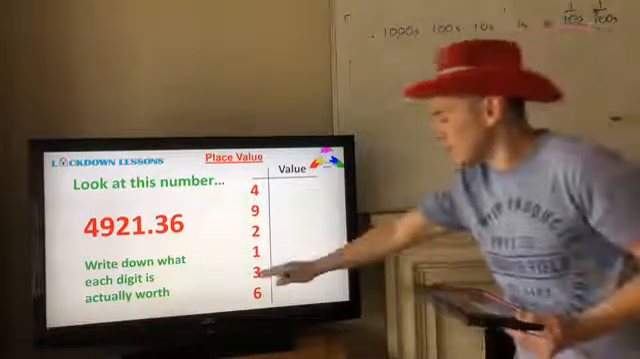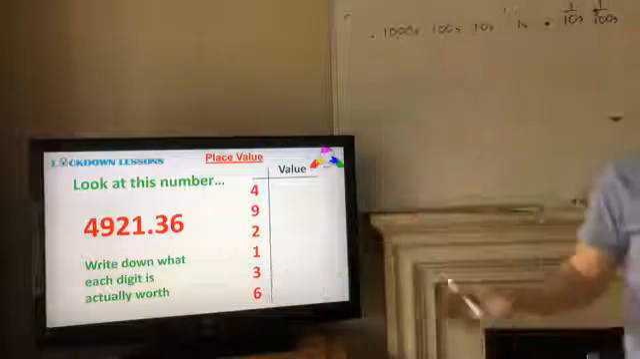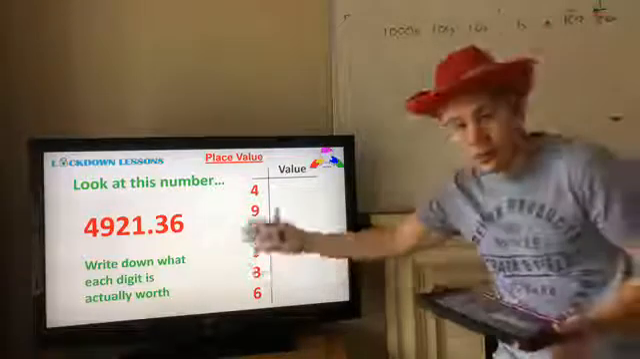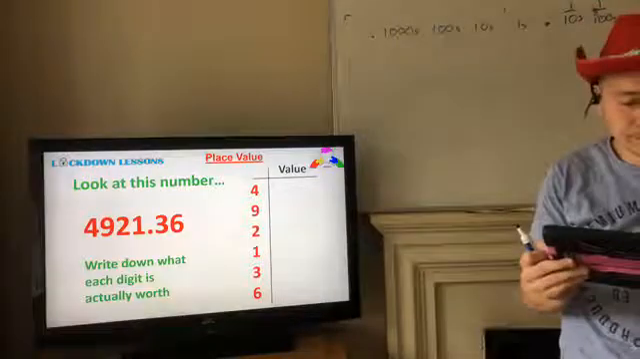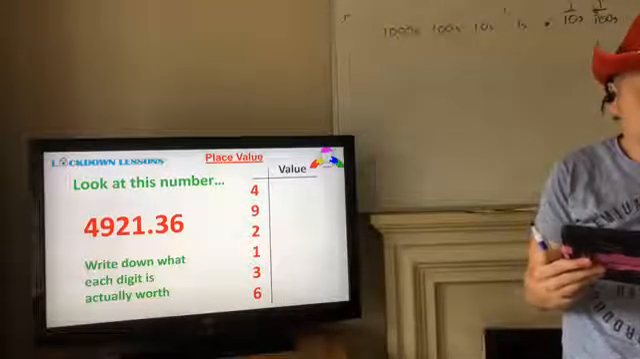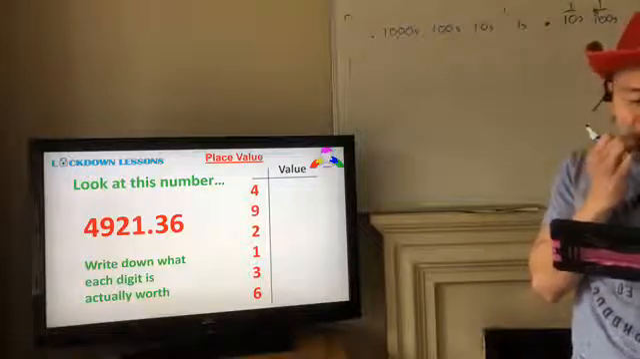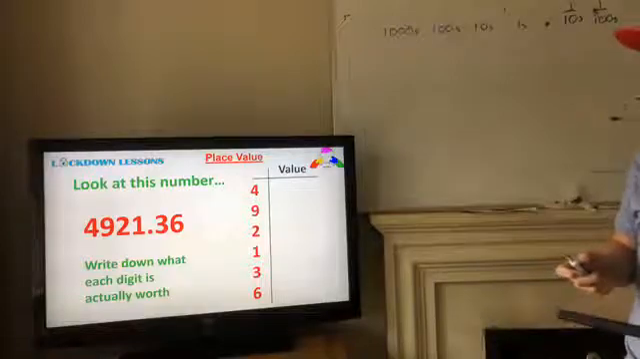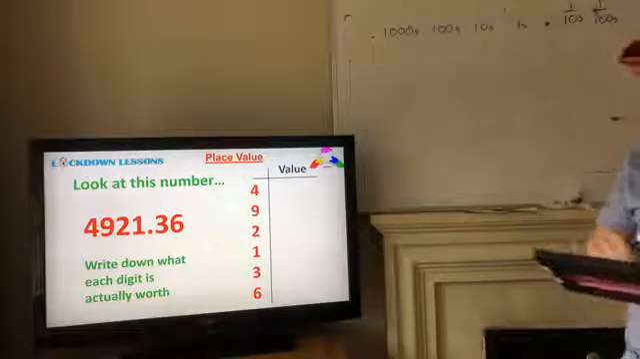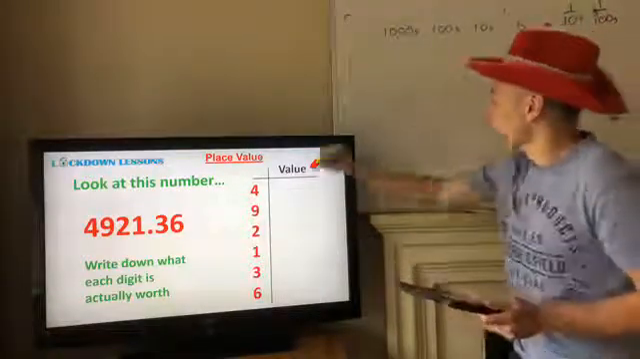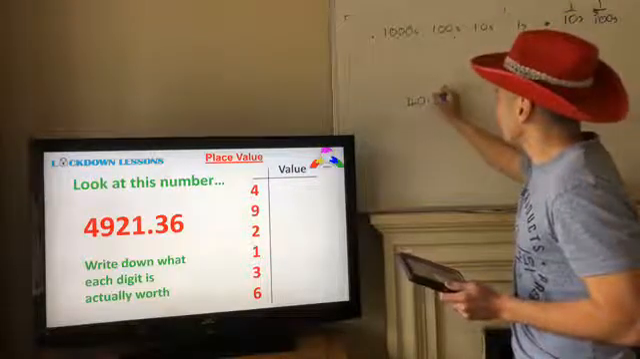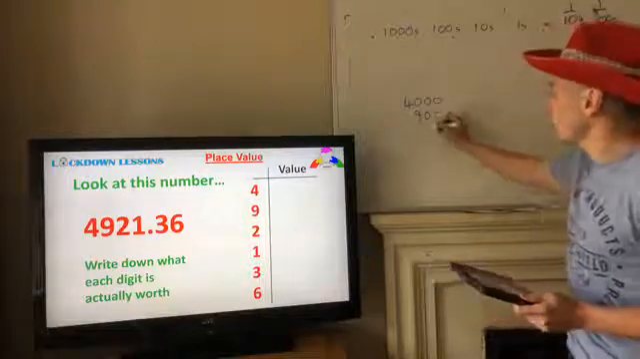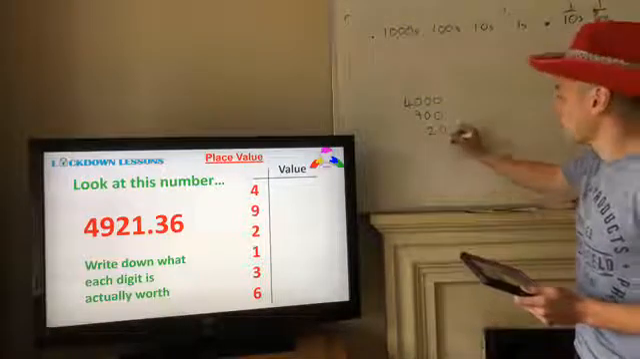Then when you're writing tenths and hundredths, you can write them as a fraction if you prefer, like I've done on the board. Think about how you'd write that whole number there. Okay, right, so we'll look at these quickly here. So the 4 is 4,000. The 9 is 900. The 2 is 20. The 1 is just 1.